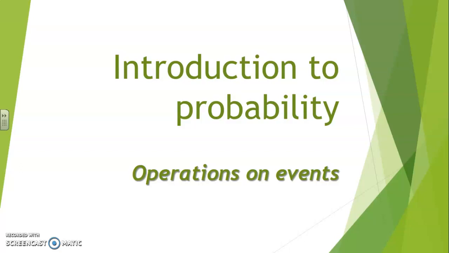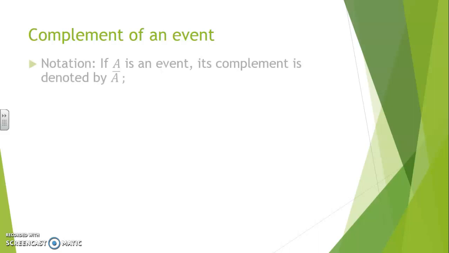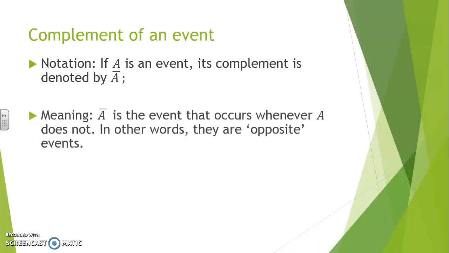Hello everyone. We are still introducing probability. In this particular video, we will discuss the operations that can take place on events. First, we'll introduce the concept of complement of an event. In terms of notation, if A is an event, its complement will be denoted by A bar. A bar is the event that occurs whenever A does not. In other words, they are opposite events.